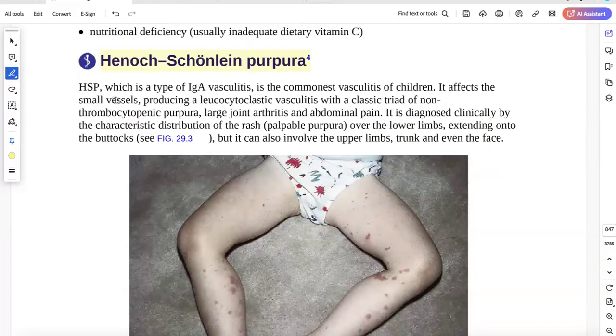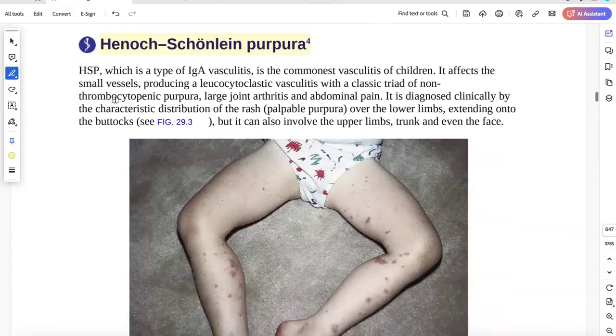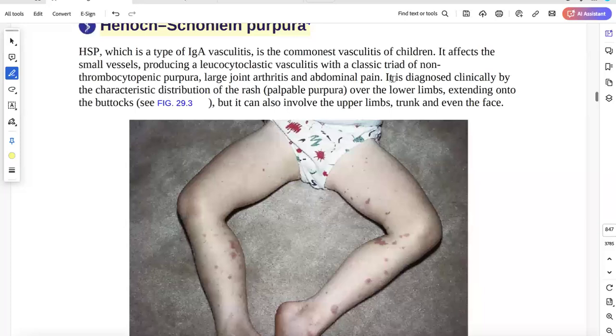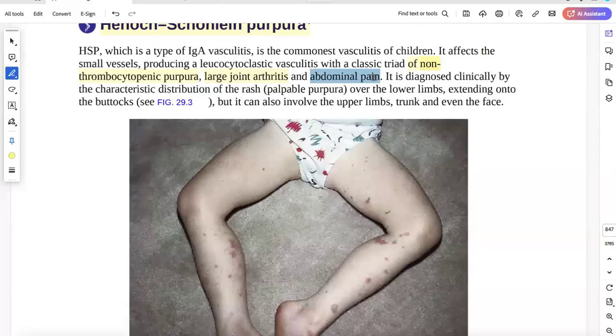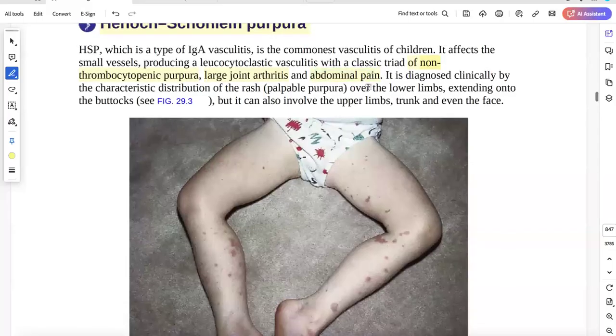So Henoch-Schönlein purpura is an IgA vasculitis, and it is one of the commonest vasculitis of children. It mainly affects the small blood vessels, causing a classic triad of non-thrombocytopenic purpura, arthritis, and abdominal pain. Many times it starts initially with a sore throat, and within a week they start to get this triad. The main finding is palpable purpura, which you get in the lower legs, including the buttocks.